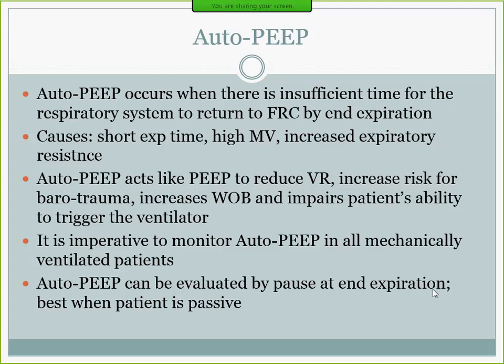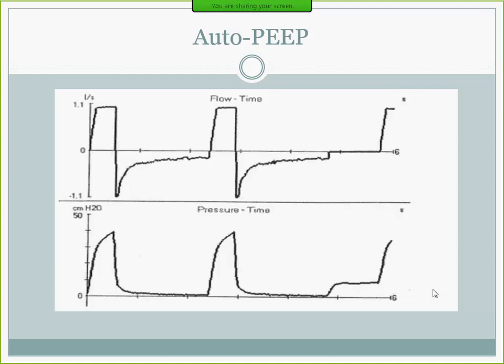And how do you evaluate auto PEEP? Just like you hold the breath at the end of inspiration for plateau pressure, you hold the breath at the end of expiration for auto PEEP. And you see when your applied PEEP was 5, and if that number goes up to 7, 8, 10, then you have 5 centimeters of auto PEEP. Okay. So this is what it looks like on the graph.